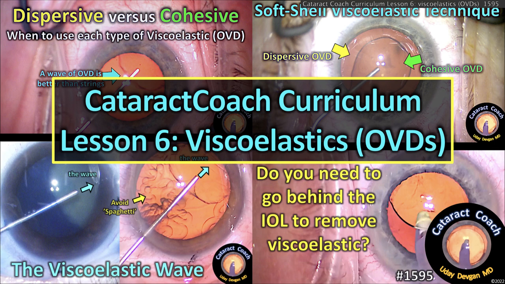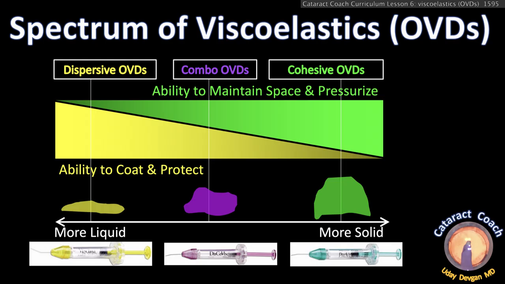CataractCoach.com. Cataract Coach Curriculum, Lesson 6, Viscoelastics, also called OVDs, ophthalmic viscosurgical devices. Now, there's a whole spectrum of viscoelastics. You can see on the left, the yellow is more liquid, and on the right, the green is more solid. So on the left, the more liquid ones are dispersive viscoelastics, and on the right, they're cohesive.